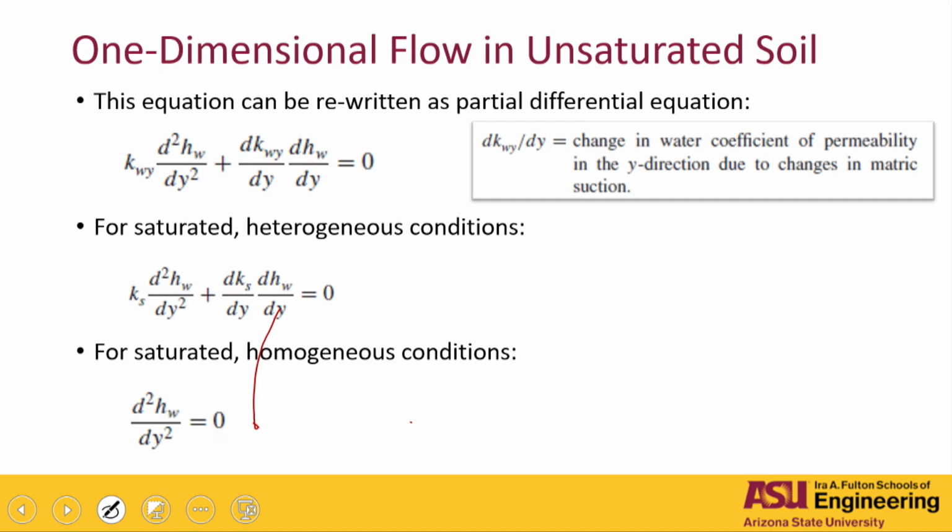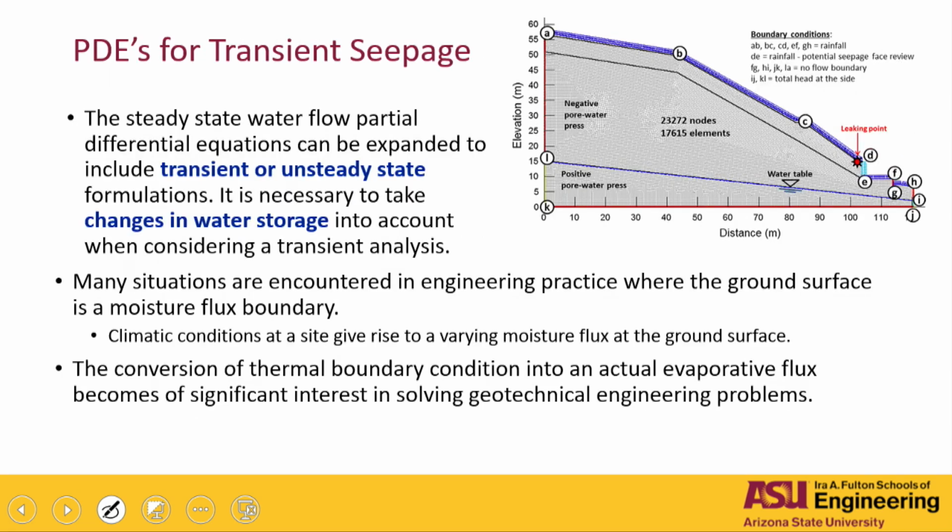For saturated and homogeneous condition, we don't have a change in the permeability with respect to Y or a function of the hydraulic head. And therefore, that only applies to this cause, and this K, which is a constant, gets away from that, okay? So that's the second case of the equation. Now, this is just the steady-state condition, the partial differential equation you're going to find. The second one is the transient condition, all right?